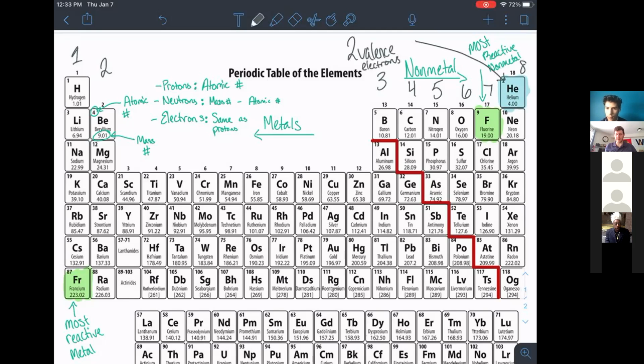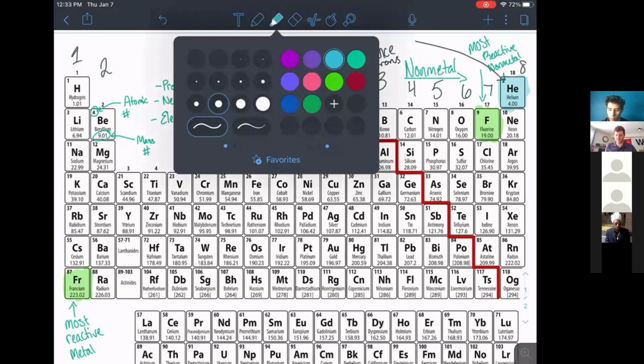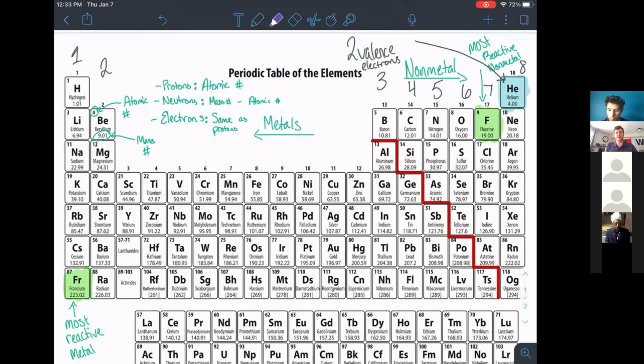And it has 2 valence electrons because helium, when it fills its outer shell, it goes 1, 2, and it's done. It doesn't need any more. So it's done after 2, while the rest of them need to fill these 2 columns and these 6 columns in order to have their full outer shell.